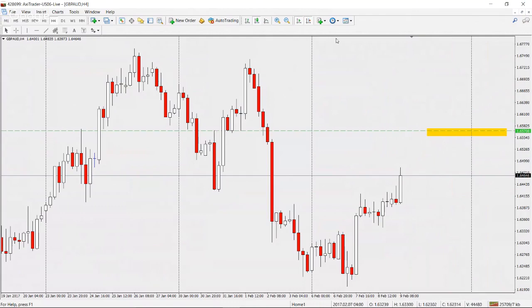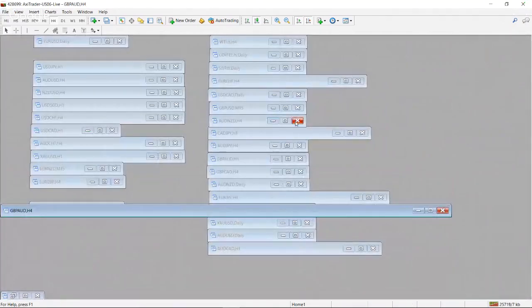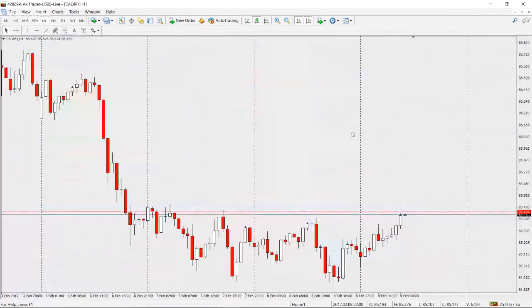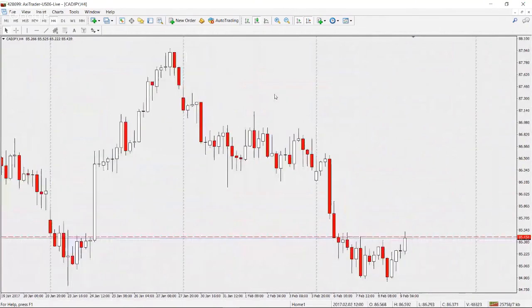CAD yen. Vince, I've been watching the CAD yen actually all week. Brendan, I don't know which one you're talking about, which candle pattern you're talking about. Sorry. If you could explain, I'm happy to.